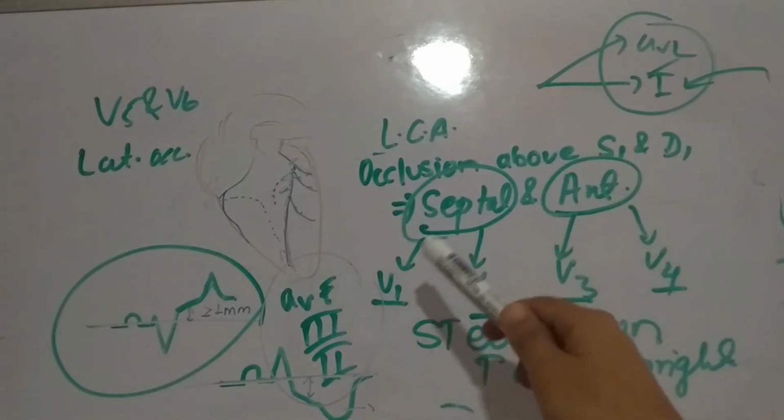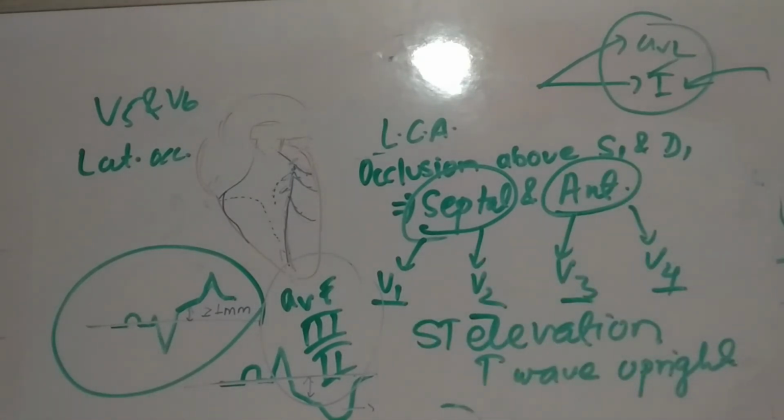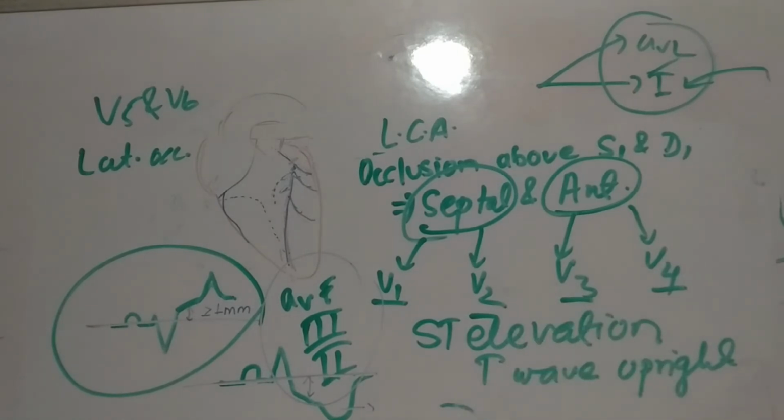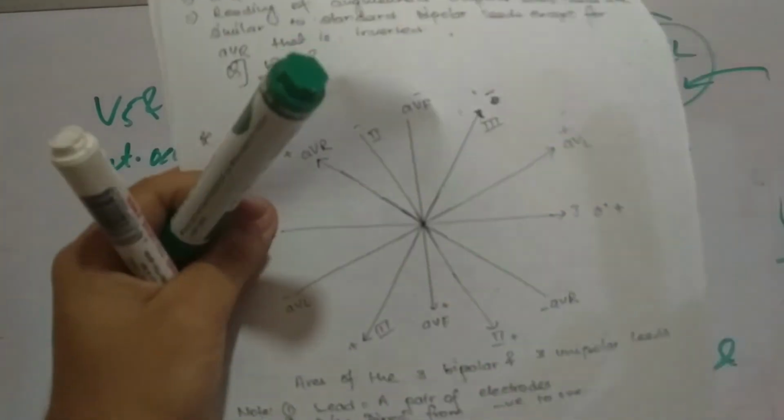If there is septal involvement, V1 and V2 will be more significant, and for anterior, V3 and V4. So the ST segment and T wave will be upright, like this ECG you will be finding in V1, V2, V3 and V4. And if it involves a little higher region, then the lateral part of the lateral wall might also be involved. And if the lateral part is involved, then you see here the lateral part.